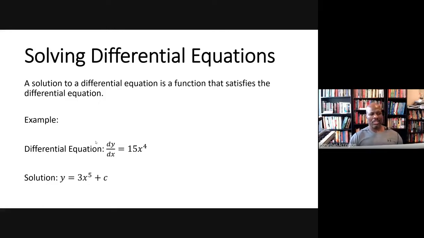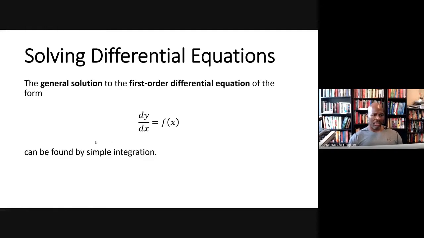Because the solution is arbitrary up to a constant, this is called a general solution. It's not unique, it's general, because it's 3x to the fifth plus some constant. It could be 3x to the fifth plus 1, plus pi, plus e, minus 17, plus 1/2, etc. So it's what we call a general solution. And the general solution of a first order differential equation of the form dy/dx equals f of x can be found by simple integration.